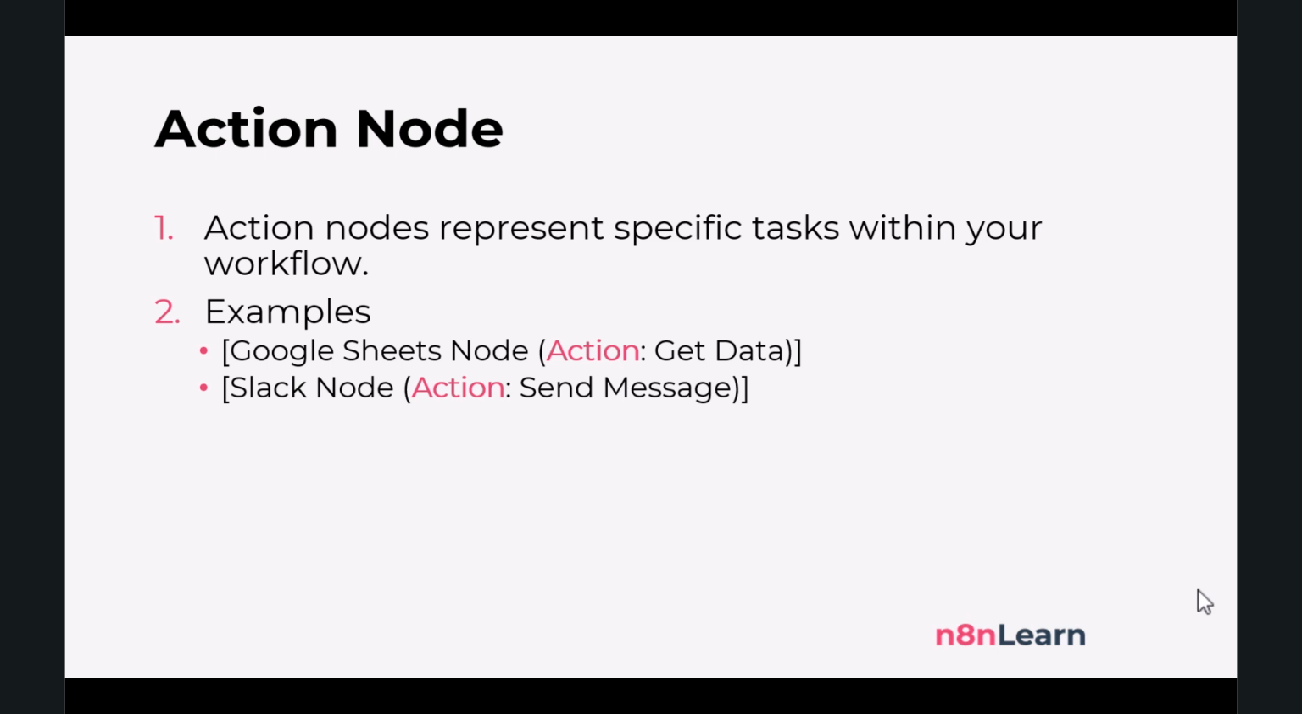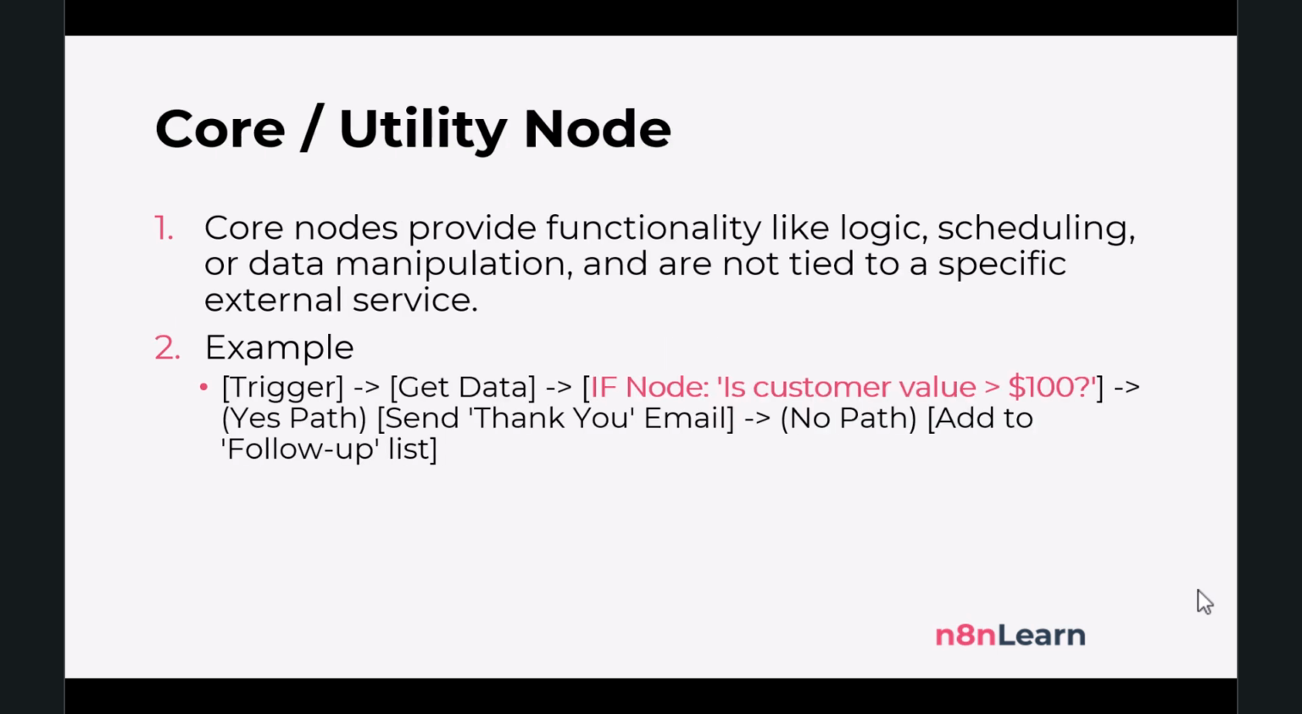Okay, and the third type of node in n8n is the core or utility node. So let me explain what this node does. Well, sometimes you don't need to talk to another app. You just need to work with the data you already have or add some logic. And for this, we use core nodes, which you can think of as your utility or helper nodes. These are tools in your workshop that aren't specialist workers for outside apps. Instead, they provide internal functionality, like logic or scheduling.